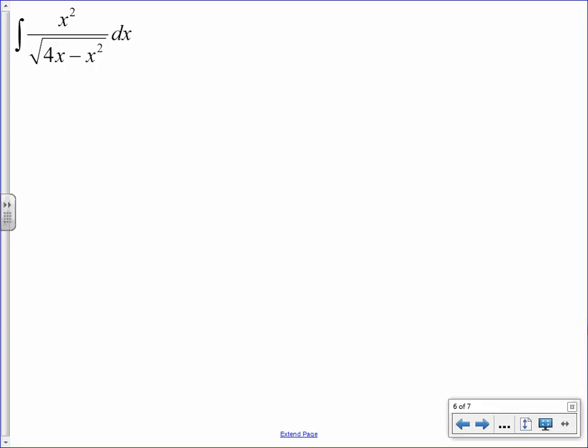There's some subtraction there. What are we going to have to do? First of all, if we're going to do a trig substitution, we need something squared minus something squared underneath, or something squared plus something squared. So we're going to need to complete the square. Let's look at 4x minus x squared, and we're going to complete the square.